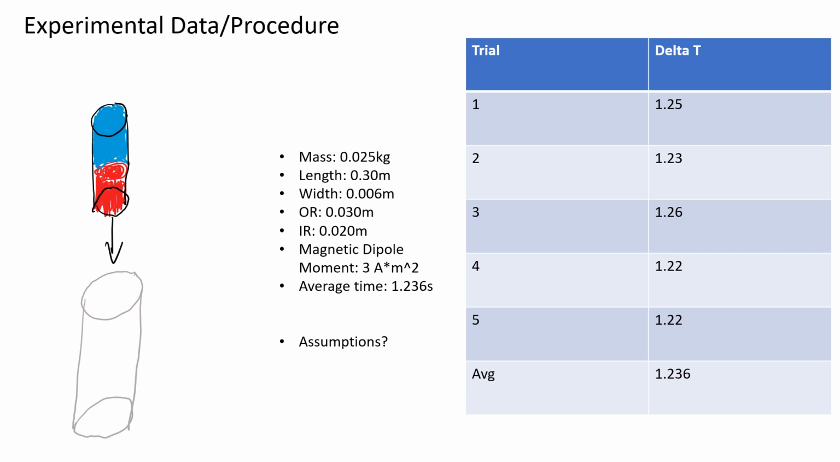And I gave you the measurements of the magnet and the rod in the middle of the screen. For assumptions, the key assumption is that we ignore air resistance, as it's going to be pretty pointless because it's not going to be moving that fast. And on the right, I showed you the time, so we're measuring the time that it takes the magnet to fall through this rod fully, starting when it hits the top of the rod, and then measuring when it falls out. And yeah, the average was 1.236 seconds.